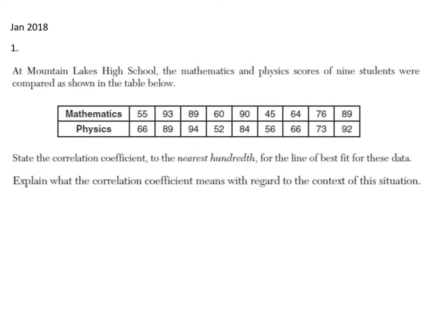Alright, this is an interesting question because it talks about Mountain Lakes High School. Are they talking about our school? The mathematics and physics scores of 9 students were compared as shown in the table below. So we've got the math and physics students. State the correlation coefficient to the nearest hundredth. So again, 2 decimal places. And then for the line of best fit for these data, explain what the correlation coefficient means with regard to the context of this situation. So let's plug in these values, and then we'll be able to predict what the correlation coefficient is.